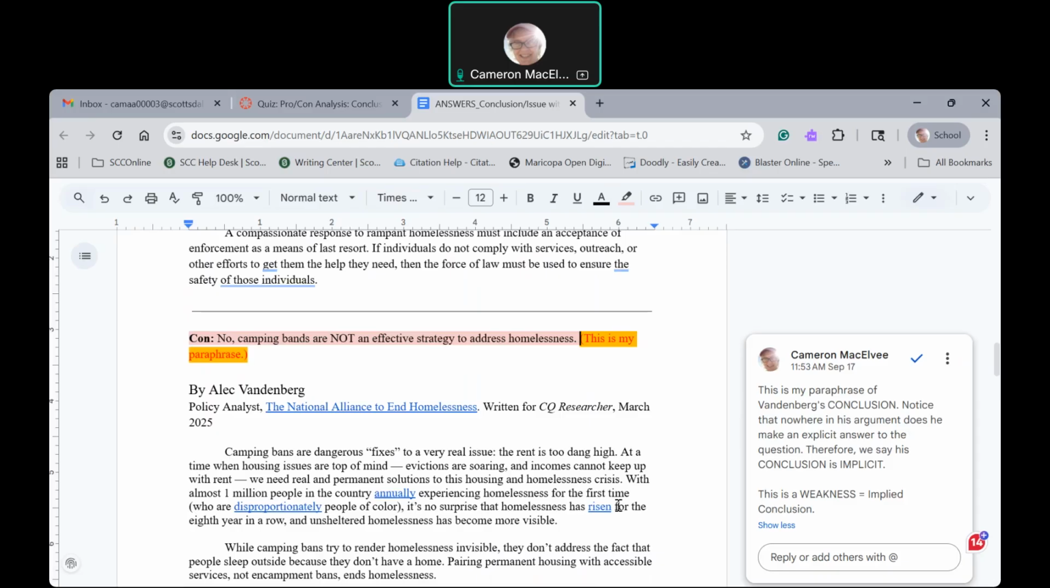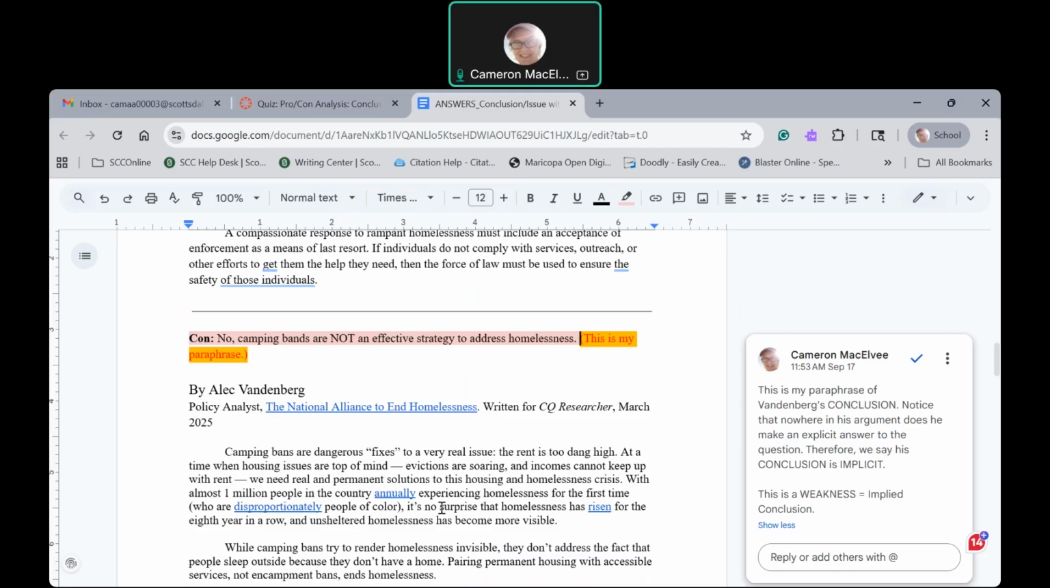Now, if I were to take this away and I would just give you Alec's response without the issue at the top, and you read that, you would come away going, yeah, he's kind of against something called camping bans, right? But you wouldn't really know if he was arguing whether or not they're effective or whether or not they should or should not be implemented, or whether or not he's arguing what is a solution to the problem of homelessness.